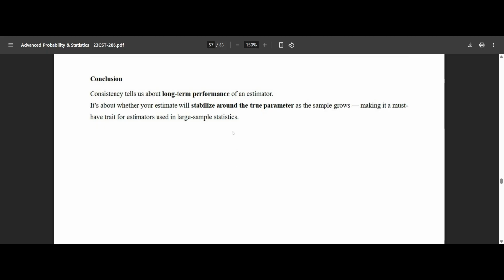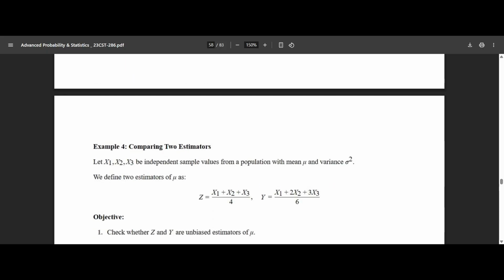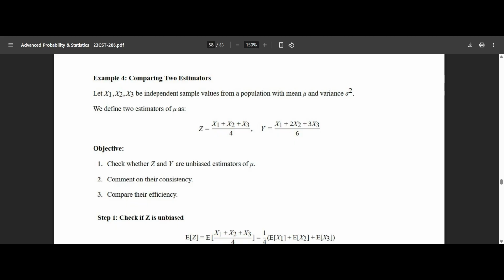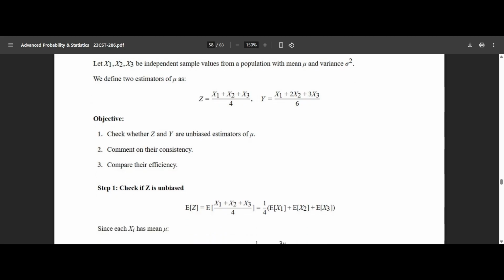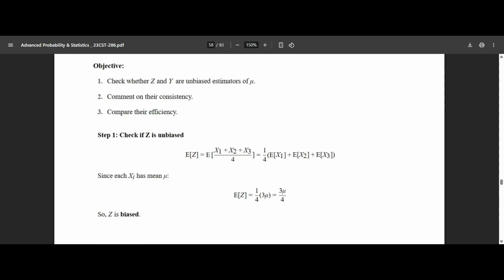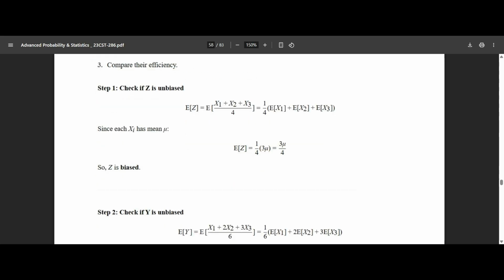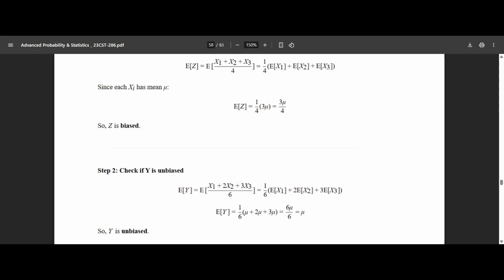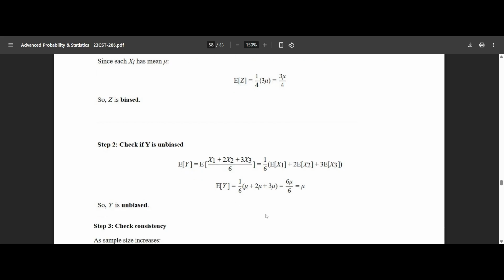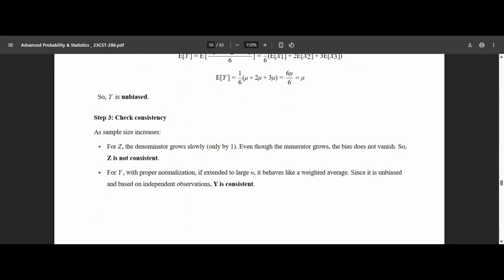consistency tells us about the long-term performance of an estimator. Comparing two estimators, so we have Z and Y and now we need to compare them. So check if Z and Y are unbiased estimators. We check if E of Z equals mu, but it is not equal to mu. It is 3 mu by 4, so Z is biased. But for Y, E of Y is equal to mu, so Y is unbiased. Now we check consistency. For Z, the denominator grows slowly. Even though the numerator grows, the bias does not vanish, so Z is not consistent.